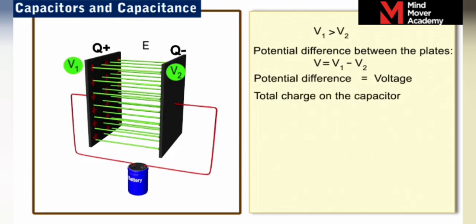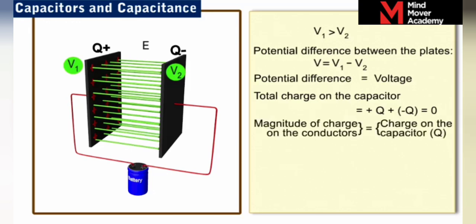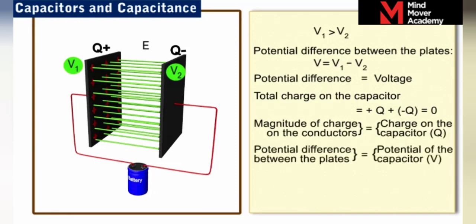We see that the total charge on the capacitor is plus Q plus minus Q equal to 0. As the conductors have charges of equal and opposite magnitude, it is a common practice to refer to the magnitude of charge on the conductors as the charge on the capacitor equal to Q, and the potential difference between the plates of the capacitor as the potential of the capacitor V.